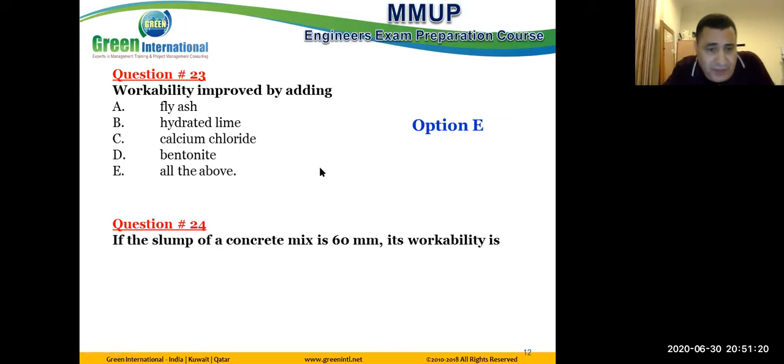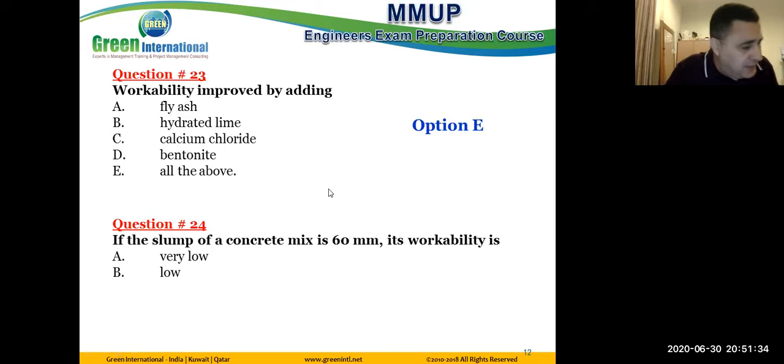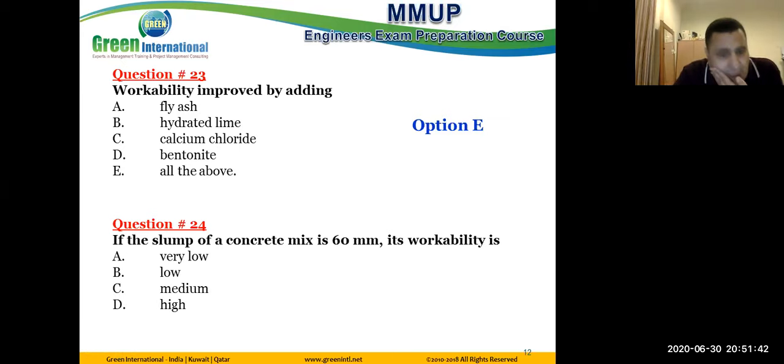Question 25. If the slump of a concrete mix is 60 mm, its workability describes this type of product. You have a concrete slump test giving you a value; what is the concrete material description? The workability is very low, low, medium, high, or none of these.